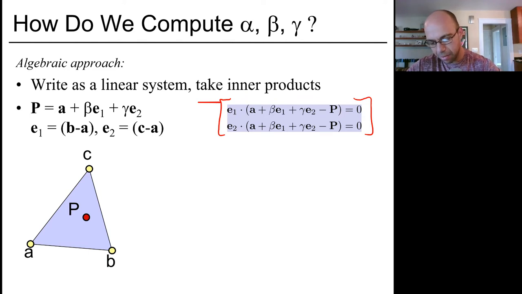So if I distribute out the dot product, what am I going to get? I'll have beta E1 dot E1 plus gamma E1 dot E2, which I can write as follows. I can write E1 dot E1, E1 dot E2. In fact, let's just go ahead and define a convenient matrix. Notice our matrix is actually symmetric because dot products commute.